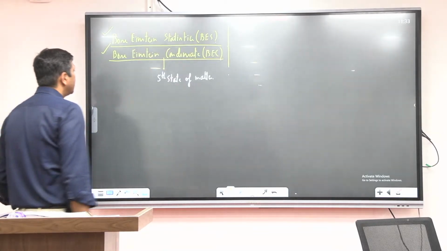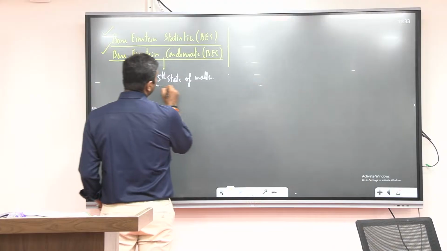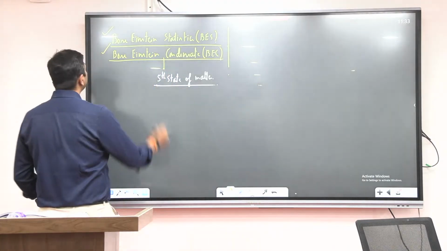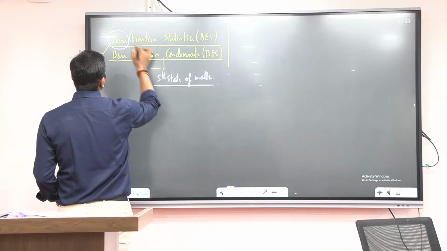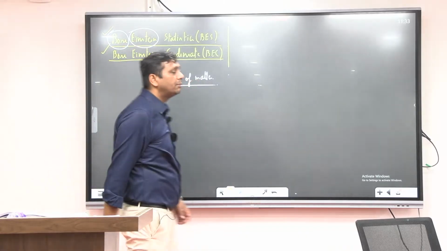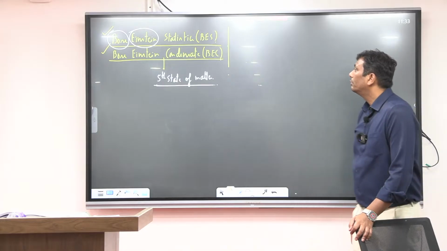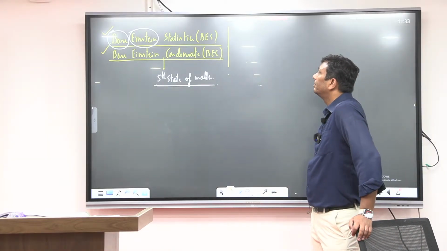Okay, it is the fifth state of matter. What is that? Bose-Einstein condensate. See here, there are two scientists' names used. One is Professor Satyendranath Bose and the second is Albert Einstein. So, Satyendranath Bose and Albert Einstein.